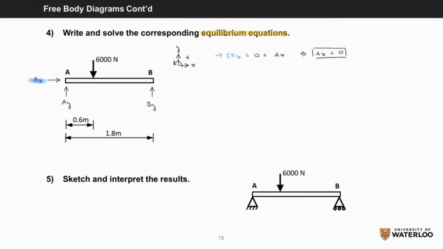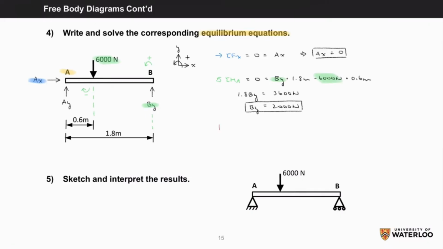For moments, we must indicate the turning point, so we will pick A as our turning point. The sum of moments about A equals 0, which is equal to By times its normal distance from A of 1.8 meters, minus the 6,000 Newton load times its normal distance from A of 0.6 meters. By is positive because it acts in the counterclockwise direction, and we're subtracting the 6,000 Newton load because it acts in the clockwise direction. Rearranging the equation, we can solve for By, which gives us a force of 2,000 newtons.